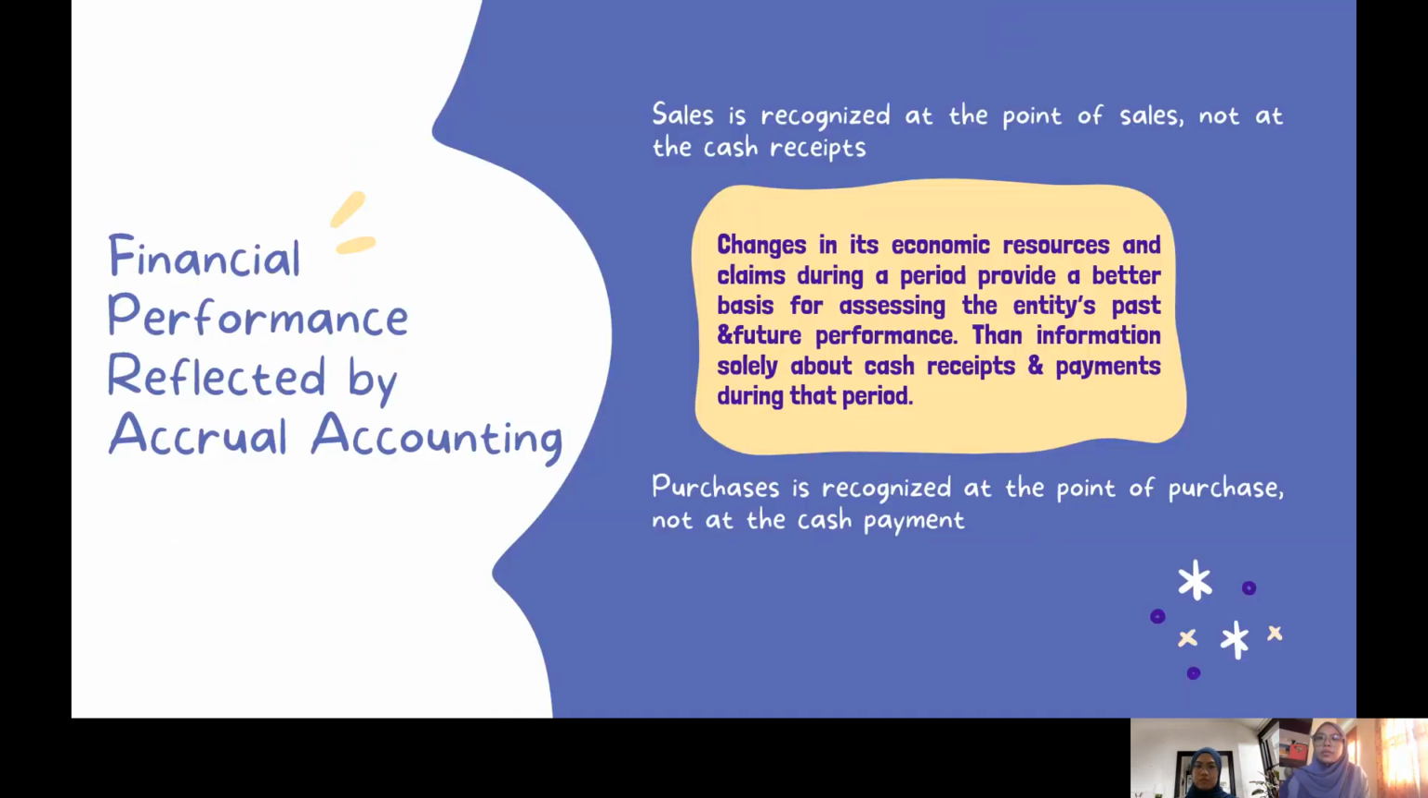Okay, this is financial performance reflected by accrual accounting. Sales are recognized at the point of sale, not at cash receipt. The change in economic resources and claims during a period provides a better basis for assessing the entity's past and future performance than information solely about cash receipts and payments during that period. It is also that purchases are recognized at the point of purchase, not at cash payment. Okay, the next slide.